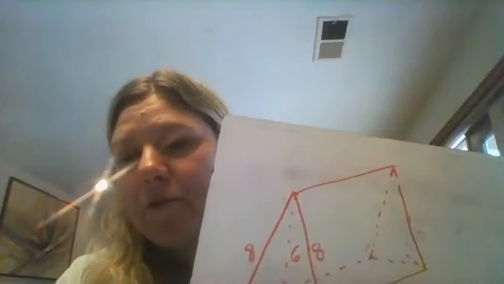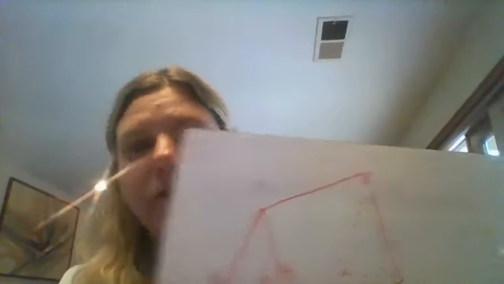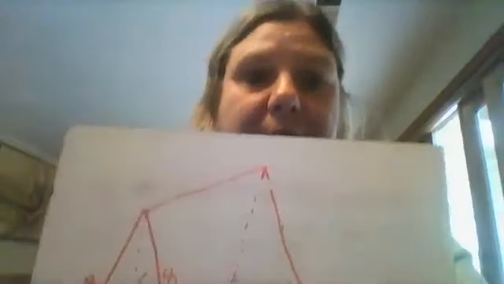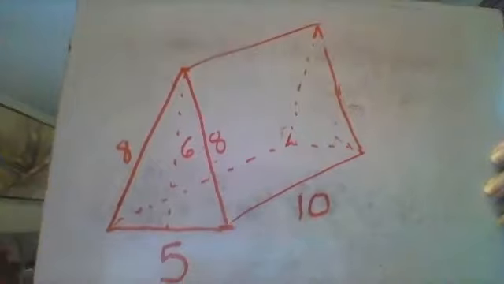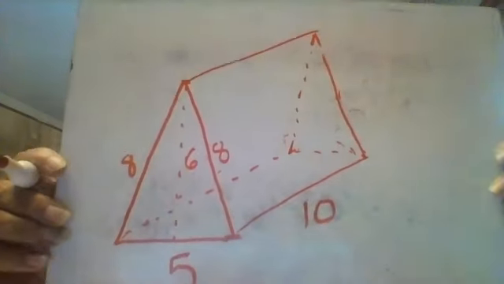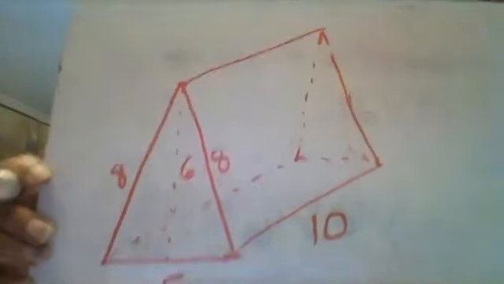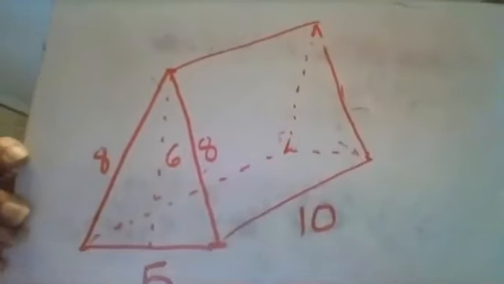These aren't easy to draw, but here's a triangular prism drawn on a whiteboard. I'm sorry, my screen just got blocked. All right, so I want you to notice that there are 5 surfaces that you need to find the area for.